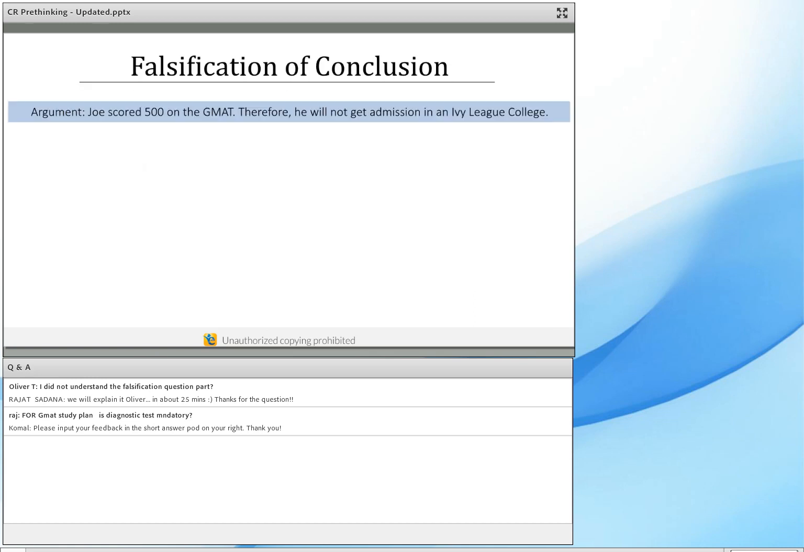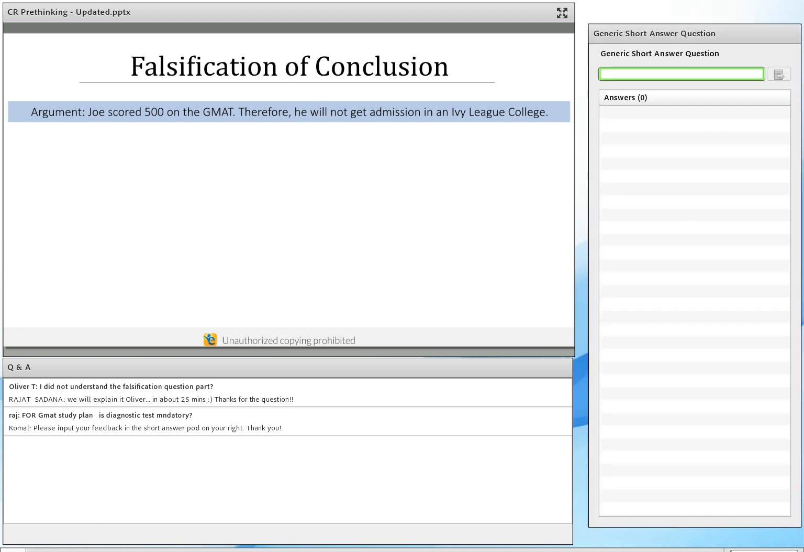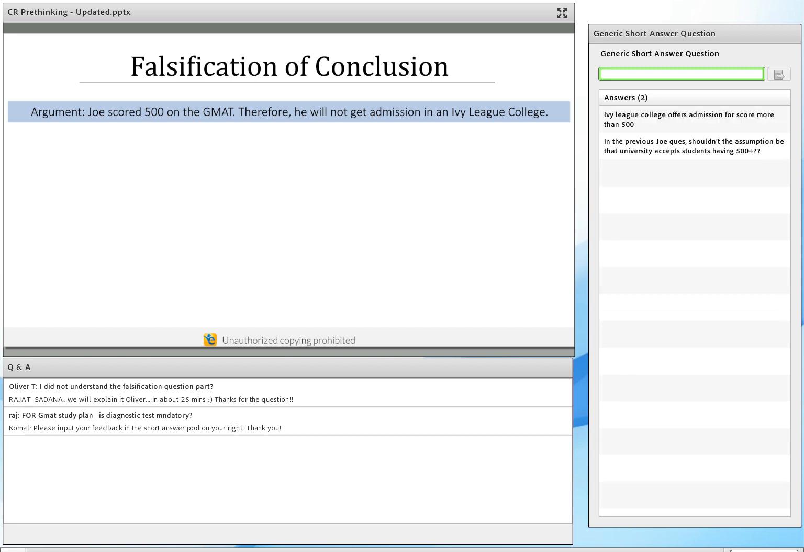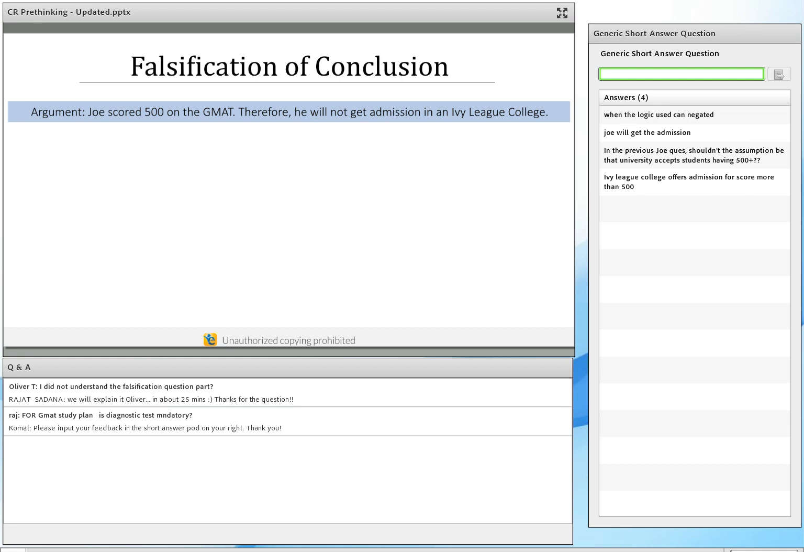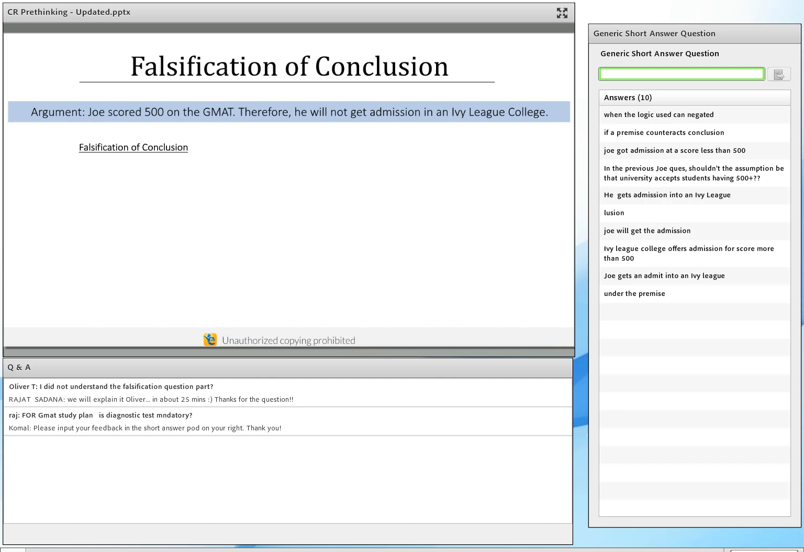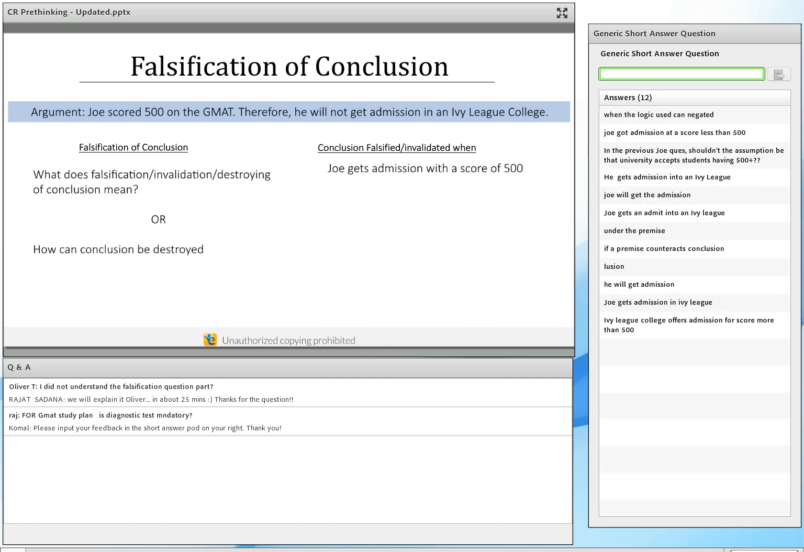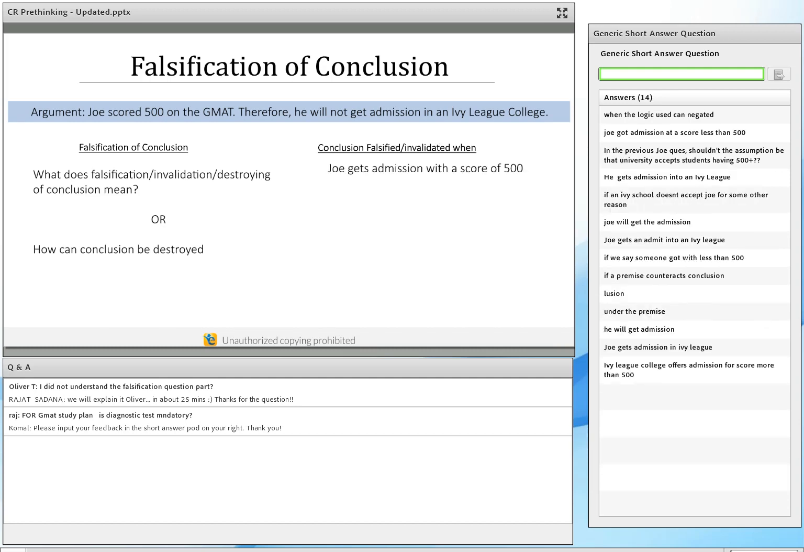So what does falsification of the conclusion mean? First of all, let's think about it. When I say the conclusion can be falsified, under what scenario can the conclusion be falsified? Under what condition can the conclusion be falsified? Let's get a few more responses. If Joe gets admission with a score of 500, yes. So falsification or destroying the conclusion means when Joe gets in with that score of 500.